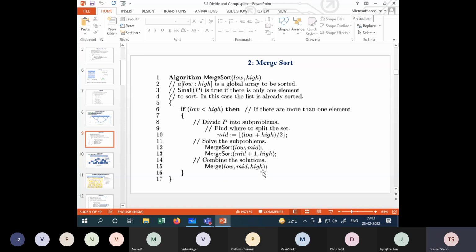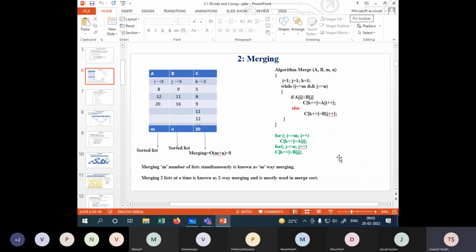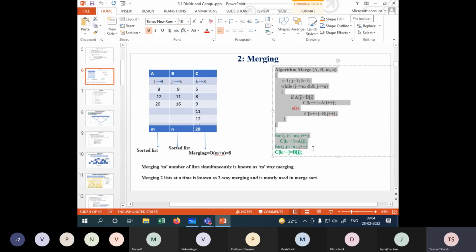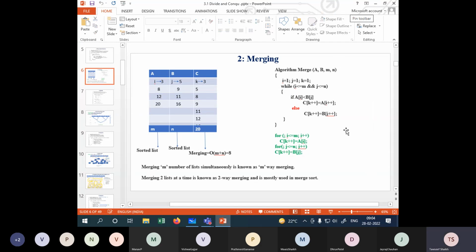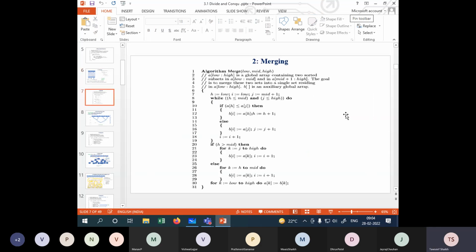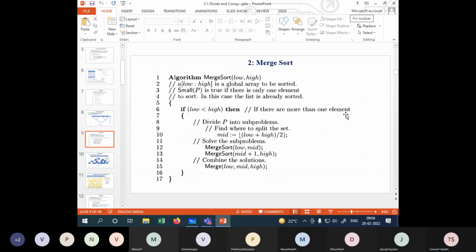And then we call this merge function. I have already discussed that when we have a sorted list A and another sorted list B, how we merge them into another array C, which is also in sorted order. So this is the merging which we finally call. This pseudocode will be called, and the two sorted lists which we get from calling merge sort will finally be merged into a third array, and that will be the final merge.